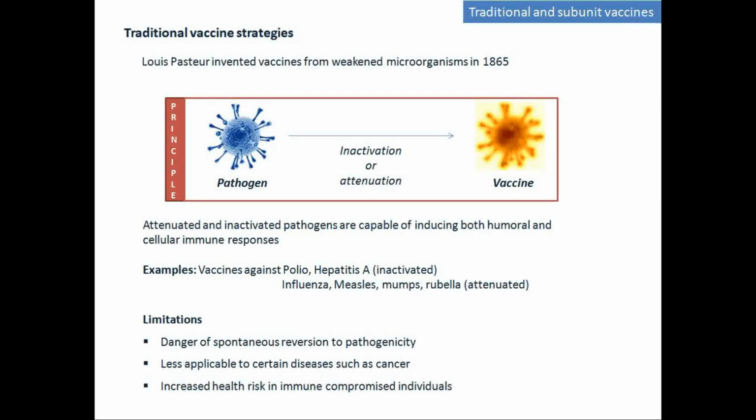or inactivate a microorganism, or we can subject it to high heat. Thereby the pathogen will be converted from the pathogenic, that means disease causing form, to a less harmful form, and thereby we will have the immune responses. This includes some examples such as vaccines against polio as well as hepatitis, which involve inactivation, whereas in case of attenuation we have influenza, measles, mumps as well as rubella.